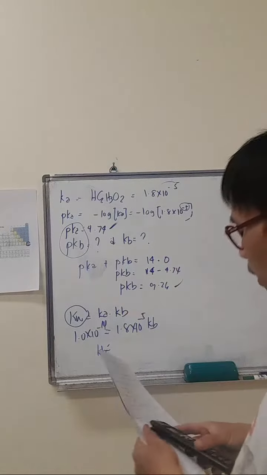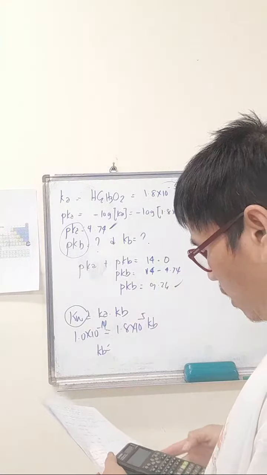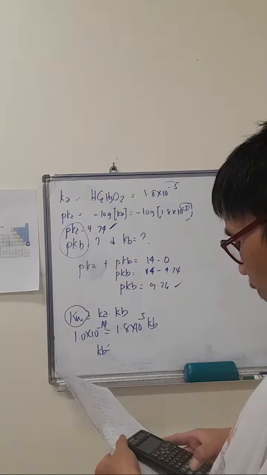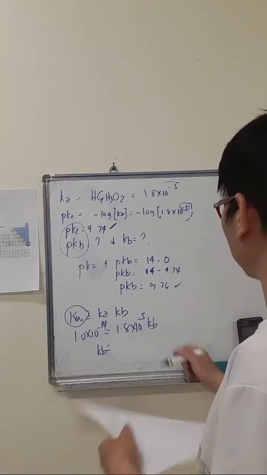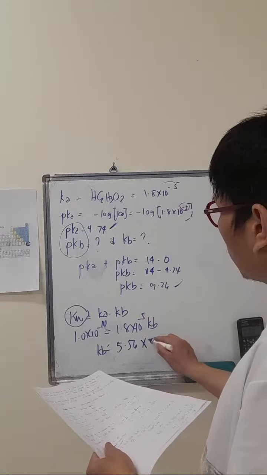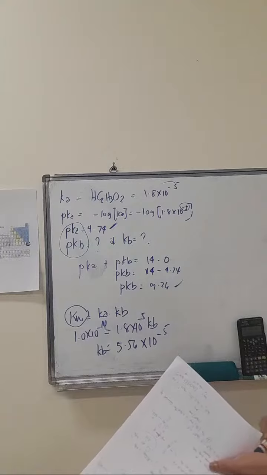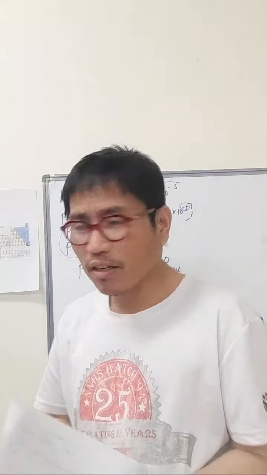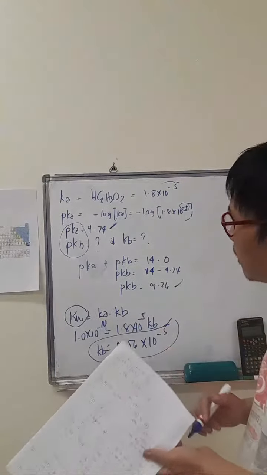So, 1 times 10 to the negative 14 divided by 1.8 times 10 to the negative 5 is equal to 5.56 times 10 to the negative 10. Guys, always take note that the equilibrium constant usually has a negative exponent. It depends on the situation, but most of the time it's like this.